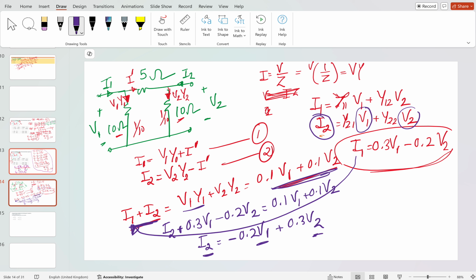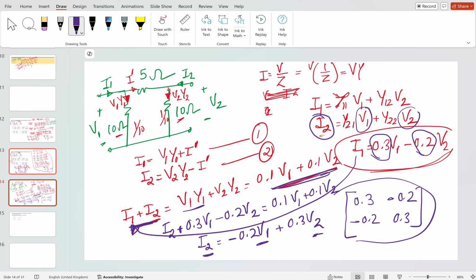So what is the overall matrix you will form? That will be 0.3, because this is Y11 and this is Y12, that is minus 0.2, and here is 0.2 and 0.3. So this is the overall Y matrix.